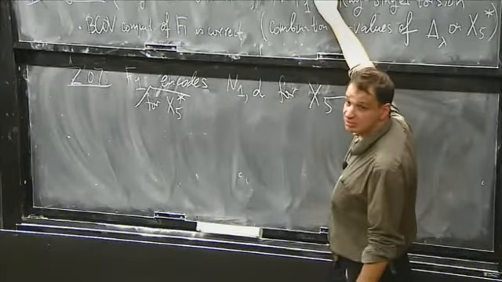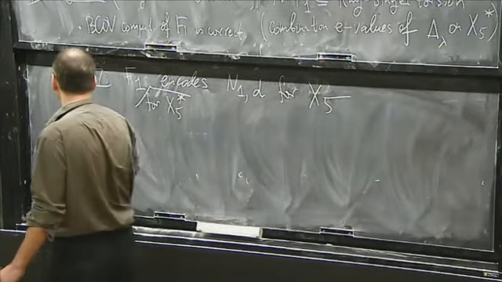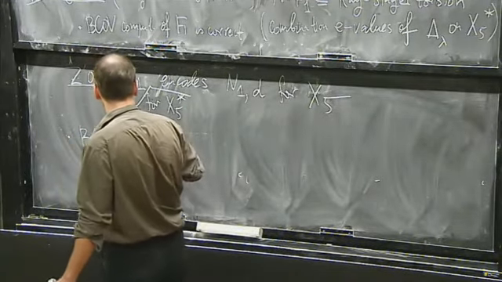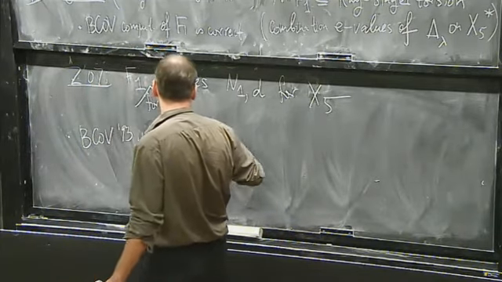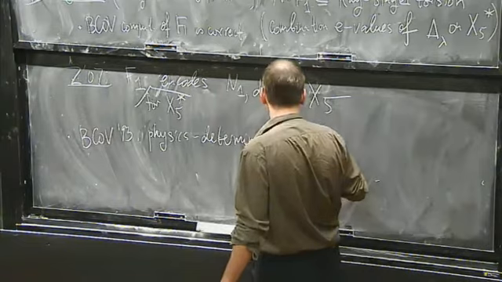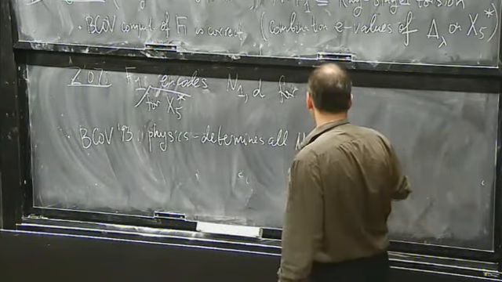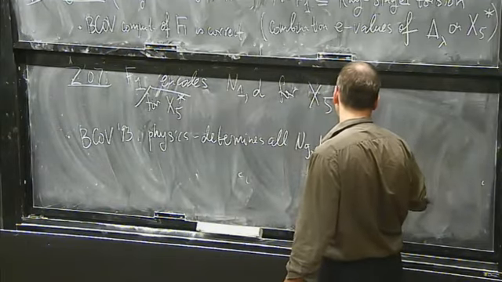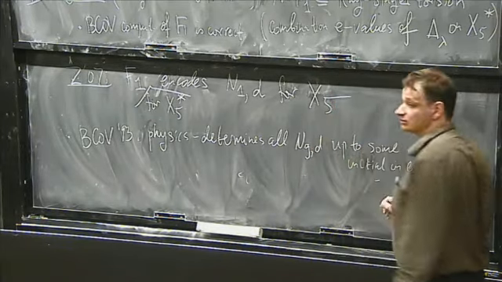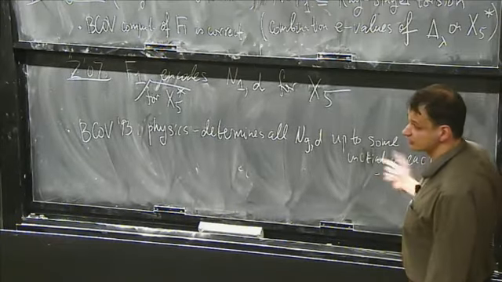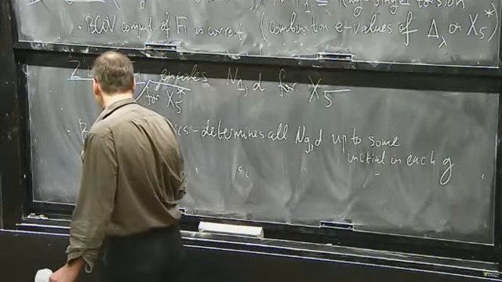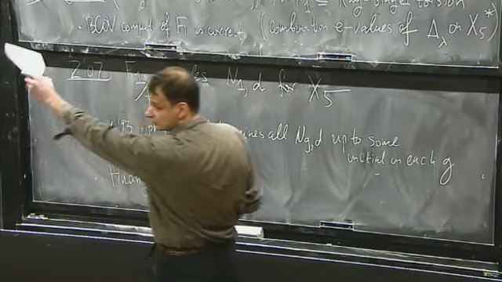But even they did not complete this completely. So BCOV '93, let me call it physics, determines all the GW invariants up to some initial data in genus G. So first we don't know, after that we know. In genus one it was easy because we knew enough data. So even physicists do not know the full answer. Even the physics computation is not complete.